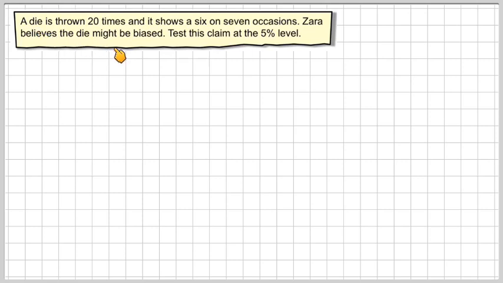A die is thrown 20 times and it shows a 6 on 7 occasions. Zara believes that the die might be biased. Test this claim at the 5% level.